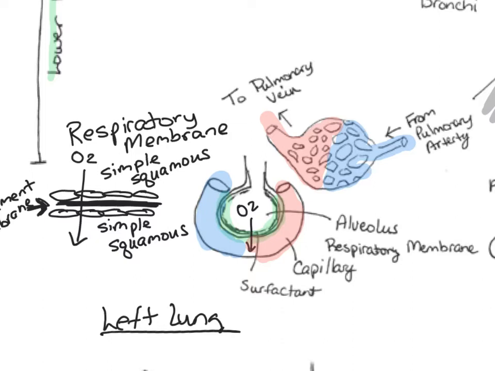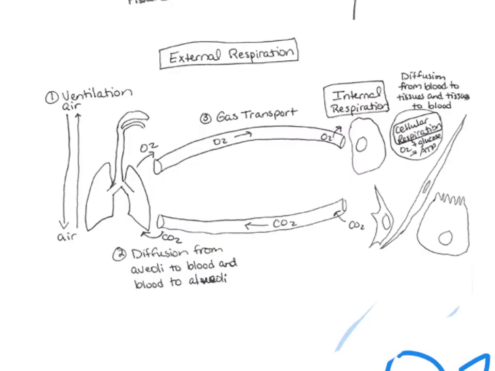Okay? And so surfactant is an oily substance, and surfactant is going to line the inside of the alveolus, and it helps to reduce surface tension because there's a lot of tension against the side of that alveolus. And so it's basically helping to keep that alveolus from collapsing. Okay, so let's get into some physiology then.